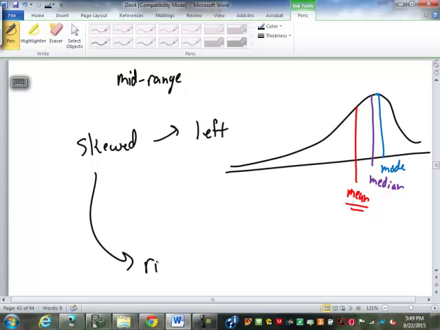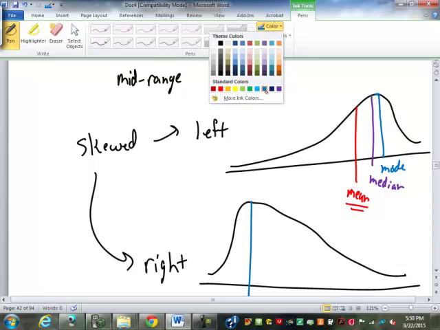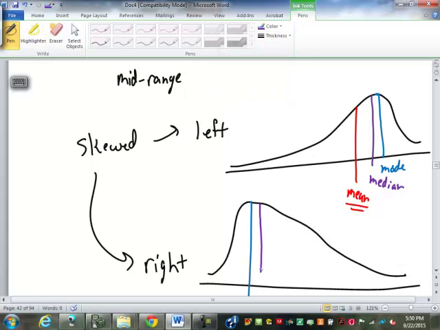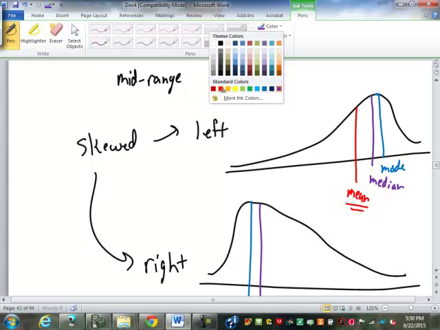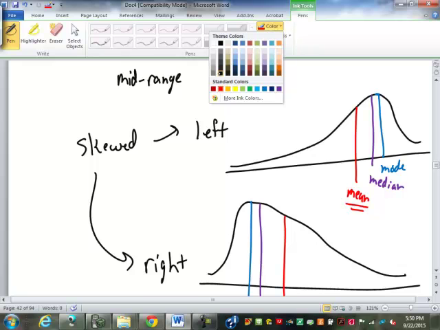Or it can be skewed to the right, where it's stretched out way to the right, like this. And in that case, again, the mode is still the highest point. Pretend that's the highest point. The median gets moved a little bit, but it's the mean that gets moved the most. And I'm just matching them up by color there so I don't have to rewrite the words. You get the picture.